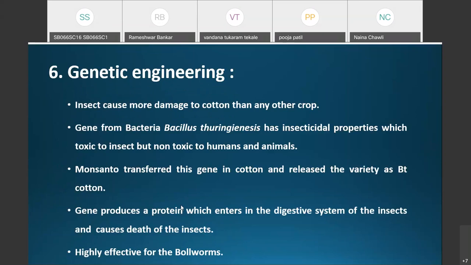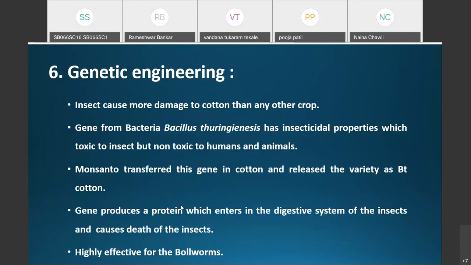Then here you can see genetic engineering or biotechnology, the method used to improve the crop. Insects cause more damage to cotton than any other crop. The bacteria Bacillus thuringiensis has a certain gene with insecticidal properties. That gene produces a certain type of protein which is toxic. Whenever an insect eats this protein, in its digestive system it acts as a toxic substance, and ultimately the insect dies.